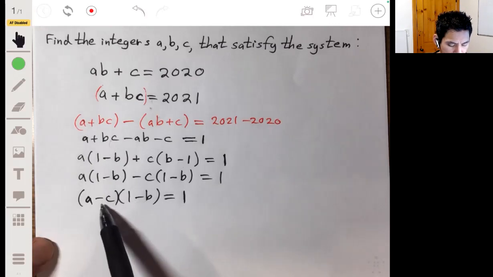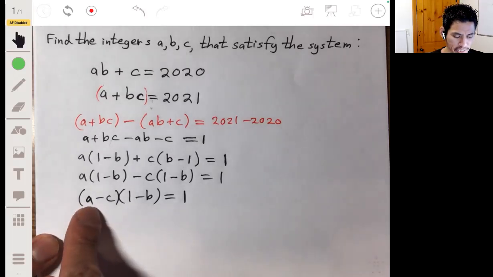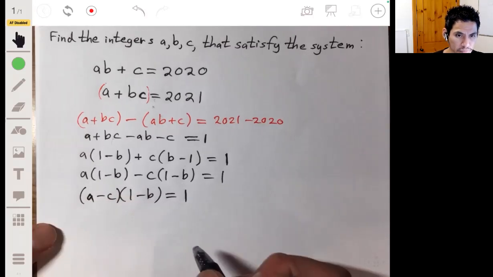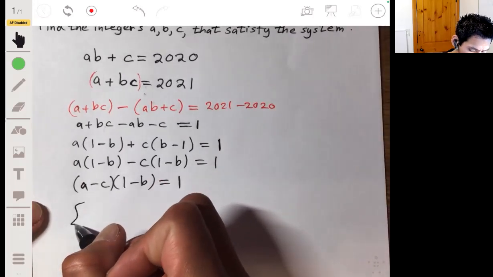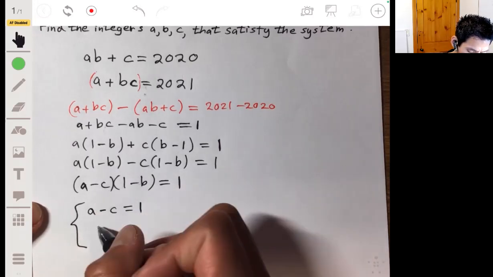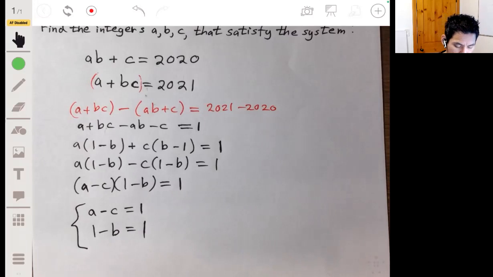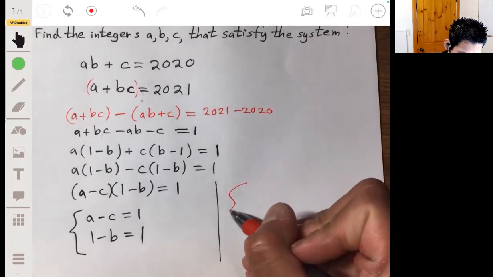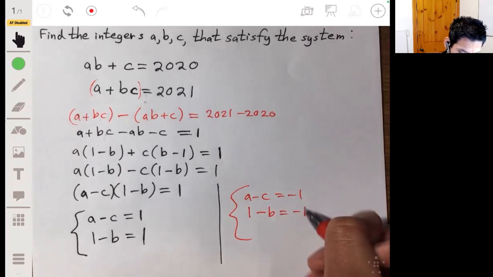Okay, now since this product is equal to 1, the only values that a minus c and 1 minus b could be are 1 and 1, or -1 and -1. So you have two possible systems you're going to need to solve, which are going to be easy now. We'll have a minus c is equal to 1 and 1 minus b is equal to 1, because again, 1 times 1 has to be 1. And we also have the other system where a minus c will be -1 and 1 minus b will also be -1.